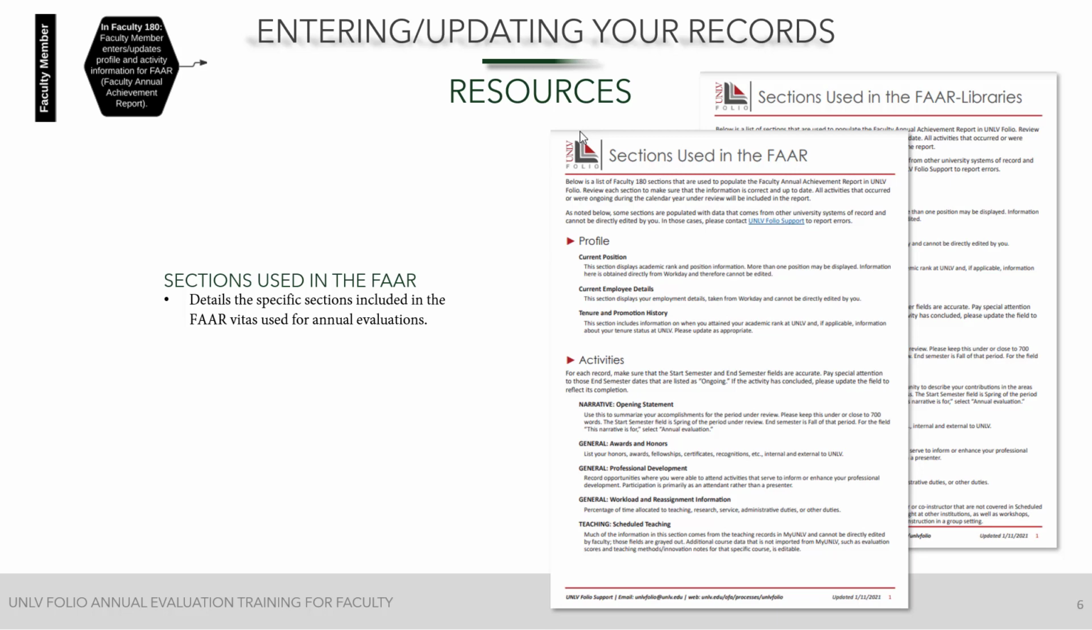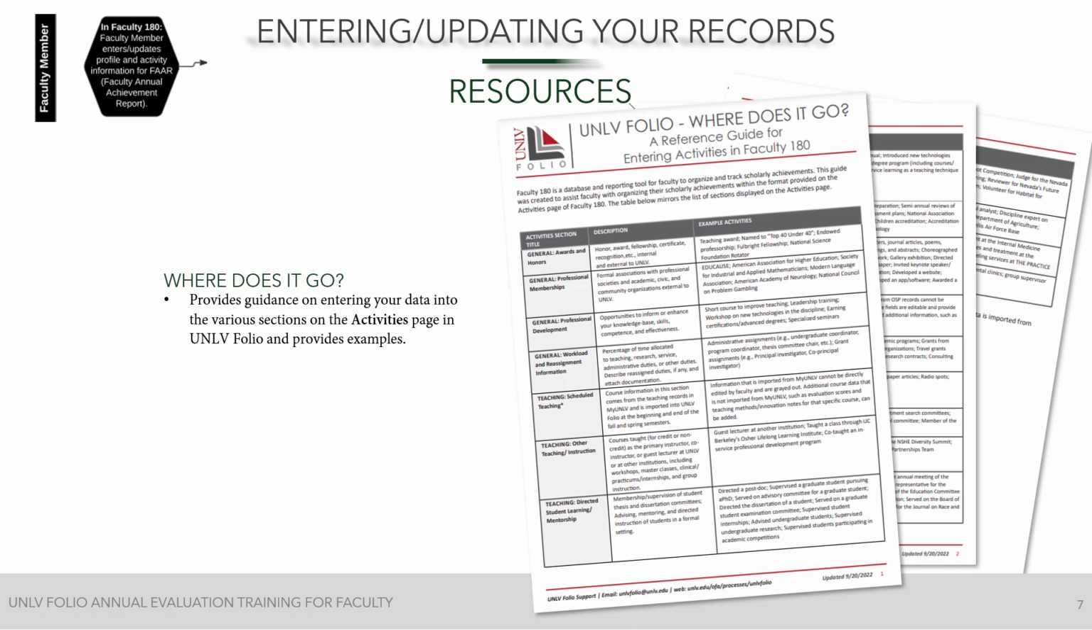The FAR sections are slightly different for those of you within the libraries, so we have created another PDF guide for the library's faculty. Lastly, if you aren't sure what information goes in a particular section, we have this reference guide called UNLV Folio, Where Does It Go? This document provides some guidance on entering your data on the activities page. It also provides some examples. So definitely check out those resources if you need some guidance with entering your data. These are available on our resources and training page.